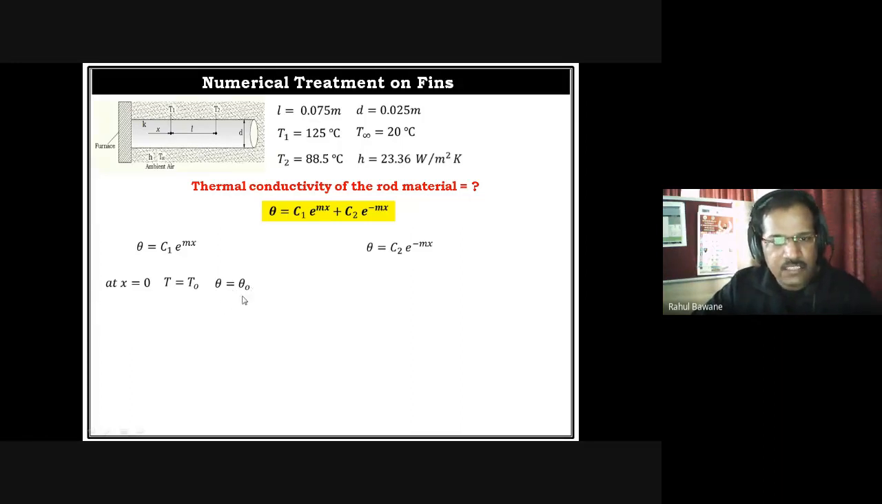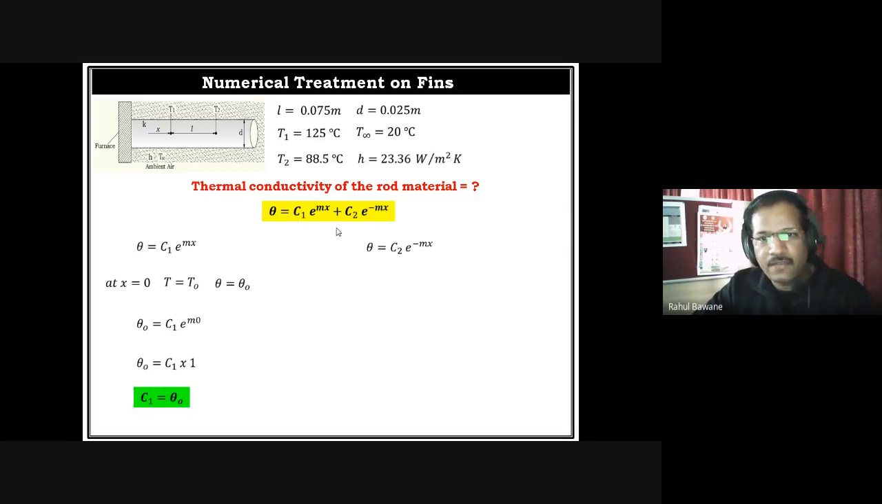Now putting this condition into our C1 e raised to the power mx equation. So theta 0 is equal to C1 e raised to the power m times x, where x is 0. Now e raised to the power 0, we know, is equal to 1. So theta 0 is equal to C1 into 1. Hence we got the value of C1. C1 is nothing but theta 0. What is the temperature form of theta 0? It will be T0 minus T infinity. So this is the value of C1.